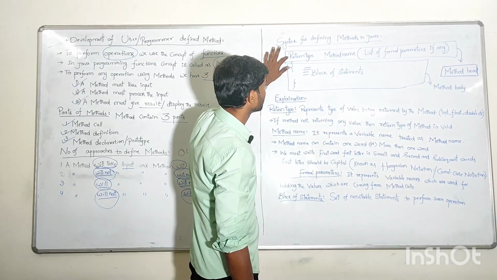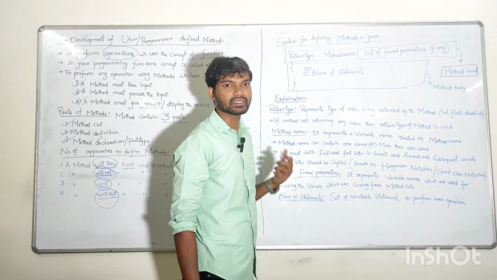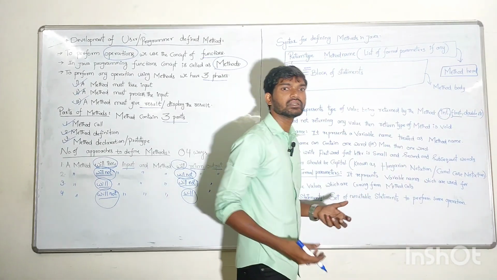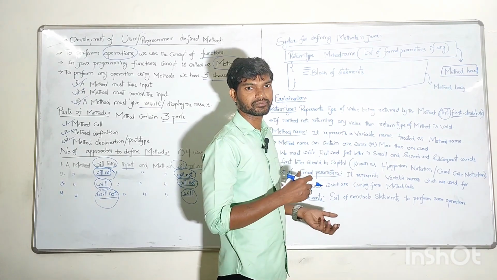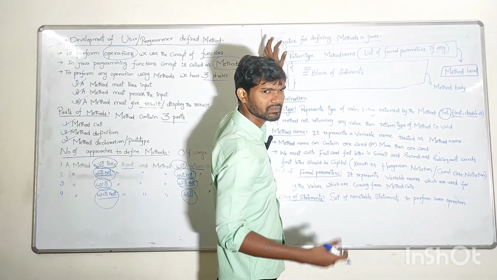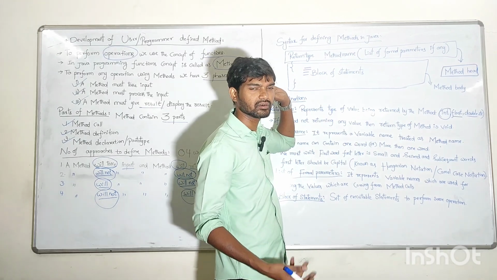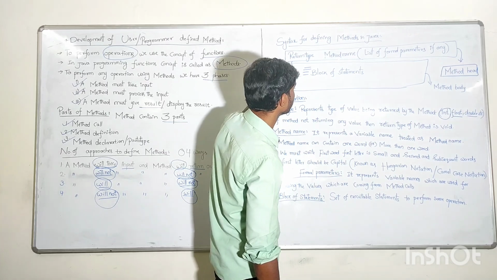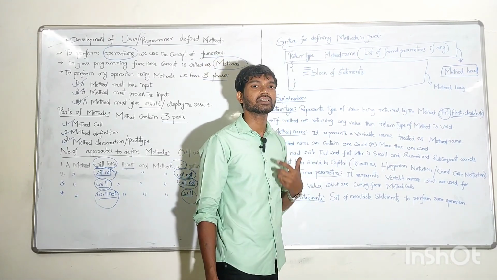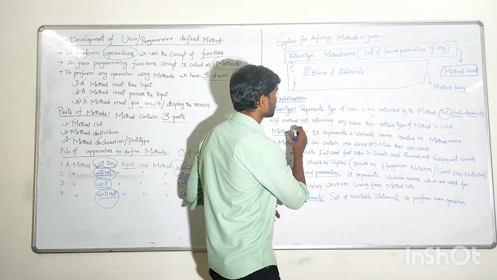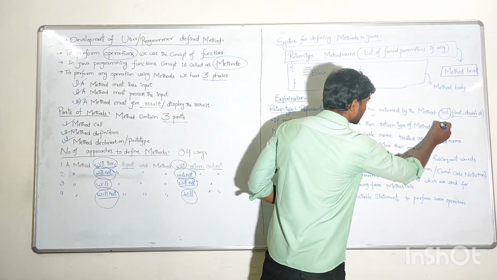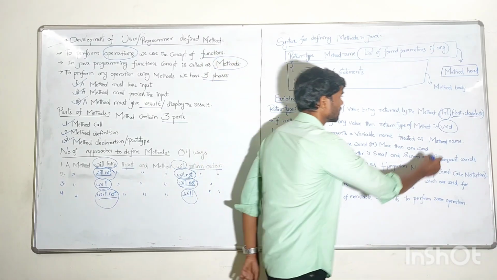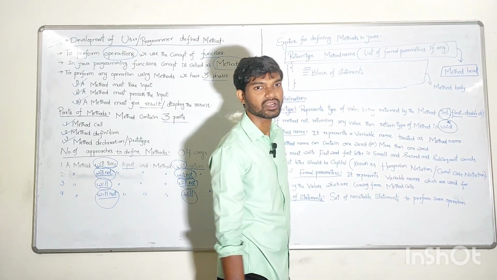So what is a return type? It is the type of the value returned by the method. It may be int type, float type, or double type. So which type of value is that method returning? That is called the return type. Return type may be integer, float, character, boolean, double, whatever it may be. That type of the value returned by that method is called the return type. And if the method does not return any value, the return type is called void return type.